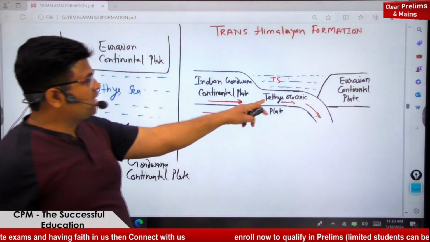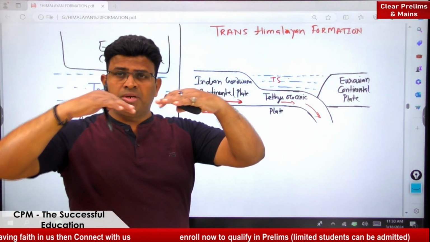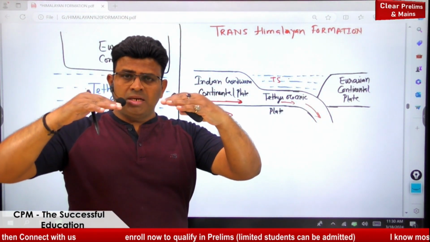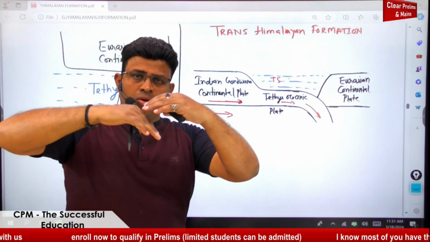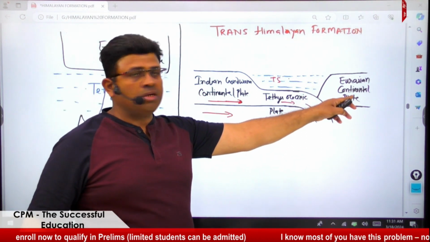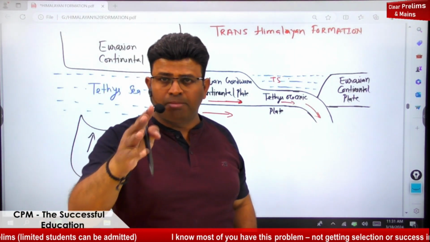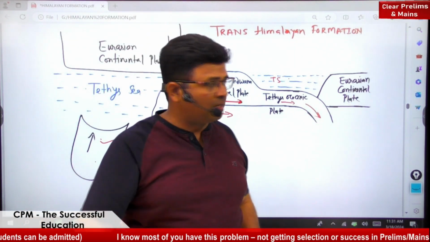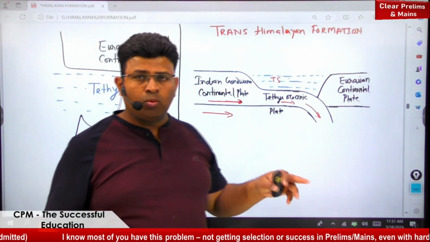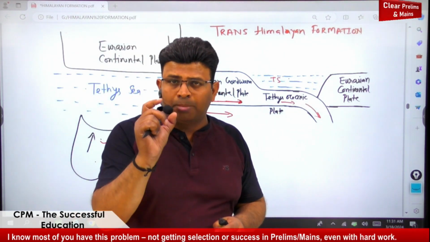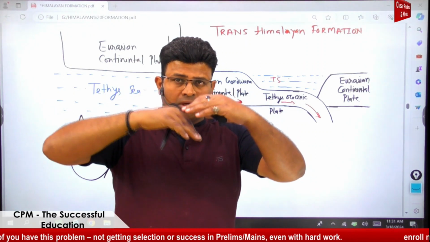So the denser Tethys oceanic plate is subducting. I have given the concept. The denser Tethys oceanic plate is subducting below the less dense Eurasian continental plate. You know why the continental plate is less dense? It is because it is made up of more silica, and silica means sand. And why is the Tethys oceanic plate more dense? Because it is made up of more iron. Therefore, it is subducting below.